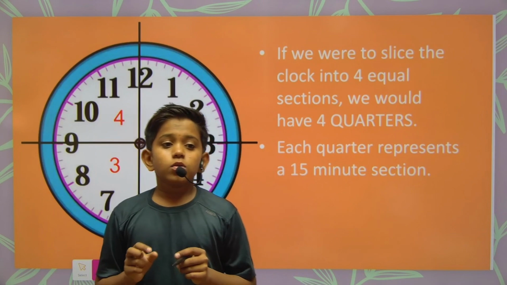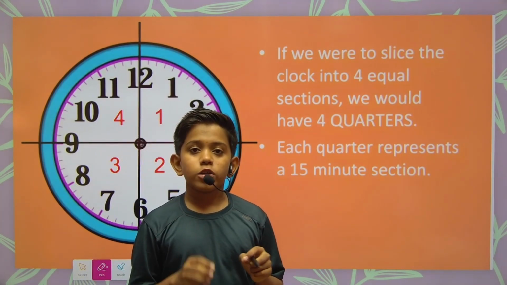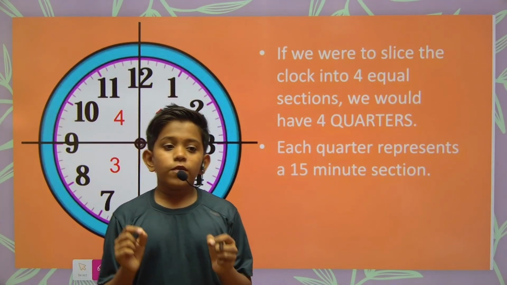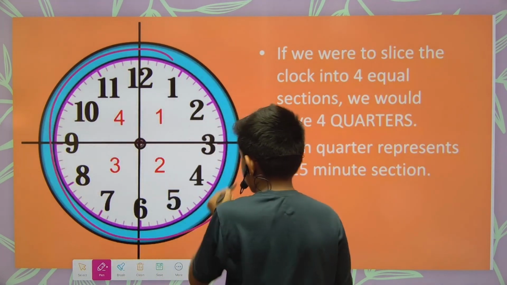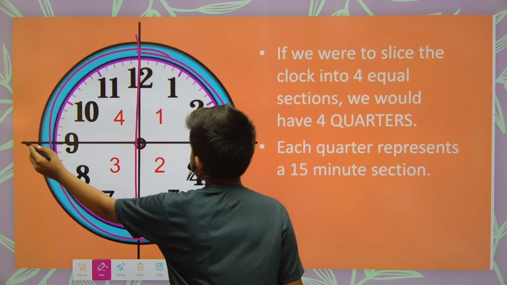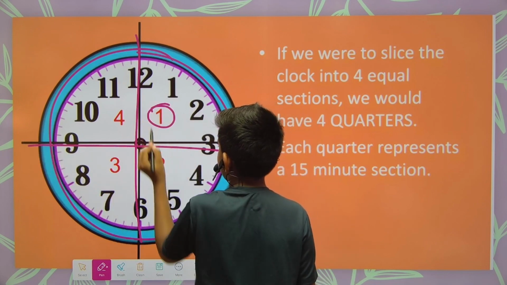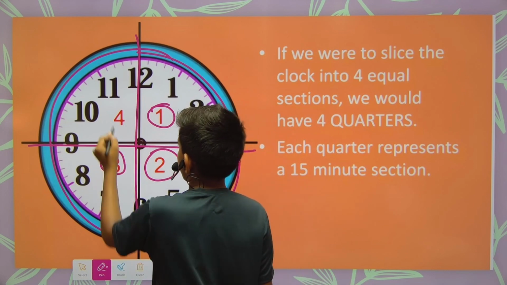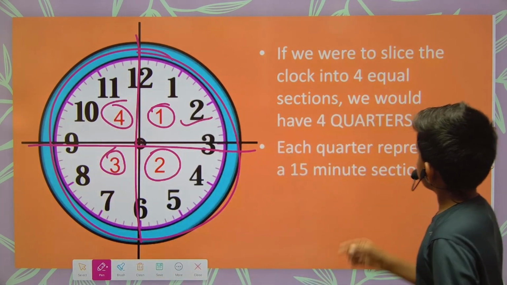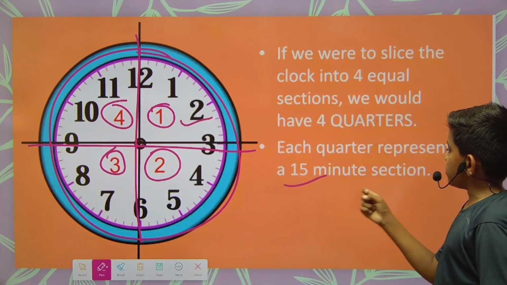If we are to slice the clock into 4 equal sections, we would have 4 quarters. It is a circle, and if we cut it into 4 parts, one part will be a quarter. First part, second. This is the quarter: first quarter, second quarter, third quarter, and fourth quarter. Each quarter represents a 15-minute section.